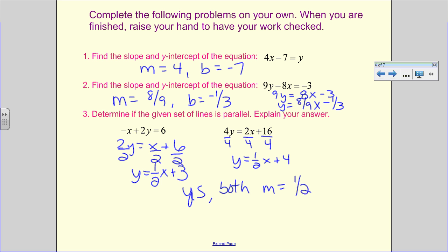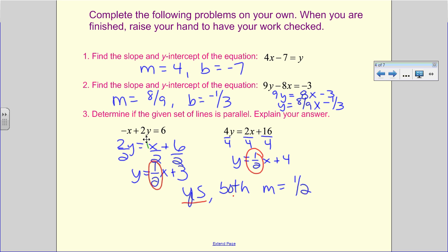For number 3, I have to solve for y. It'd be really nice if I could just solve for x, right, guys? But I have to get y by itself. So I add x to each side. I go through and divide by 2. Remember that this is a 1 here, guys. So 1 divided by 2 is 1/2, and 6 divided by 2 is 3. Here you simply have to divide everything by 4, and 2 divided by 4 is the 1/2. 16 divided by 4 is 4. I'm only looking at the slopes, so yes, because they both have m values of 1/2. All right?